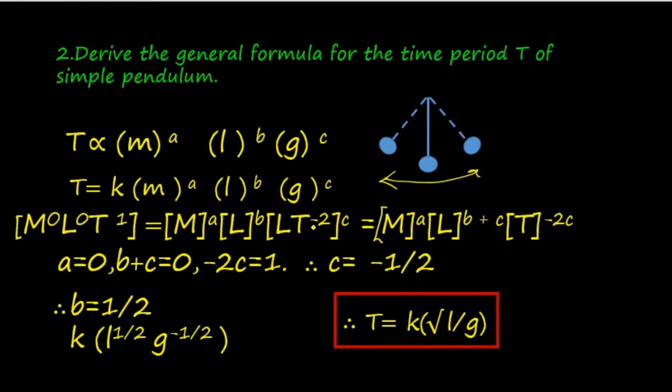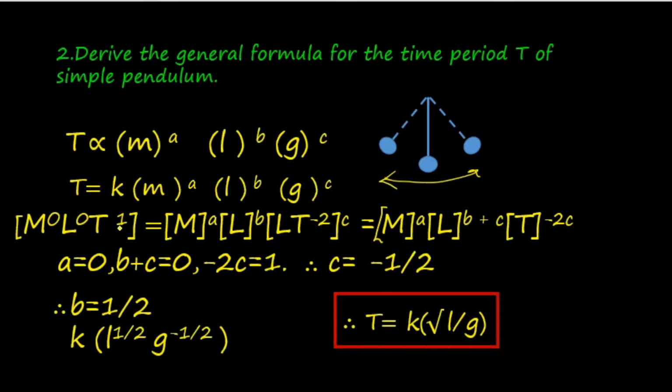Remember, only the same dimensions can be added or subtracted. L is represented in the second and third terms, so they are added up. So L is raised to b plus c. T raised to minus 2, raised to c, becomes T raised to minus 2c. I hope this representation is clear.